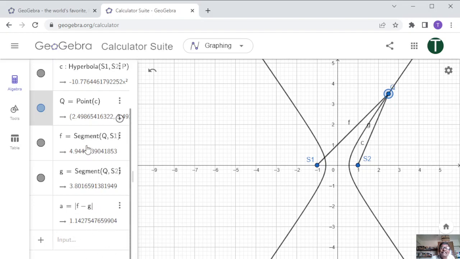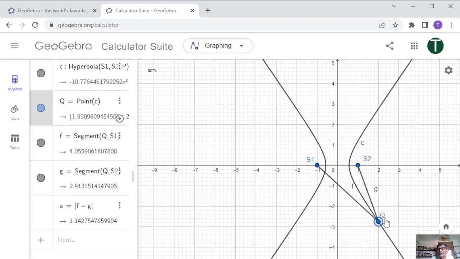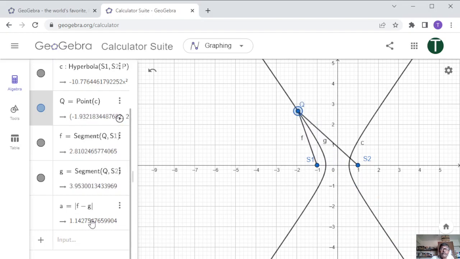Now we expect that no matter where Q is, as you vary Q, you see this value is not changing, although F and G are changing. Come here, there, go anywhere you like on this hyperbola. Is it not a very nice way to verify the properties of various conic sections like circle, hyperbola, parabola, things like that?